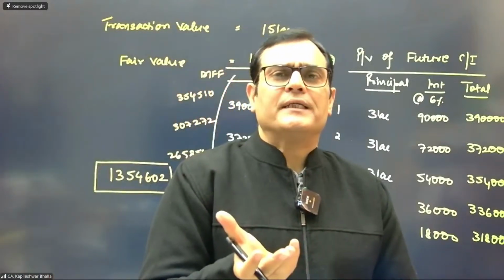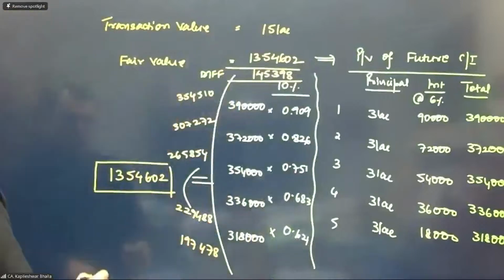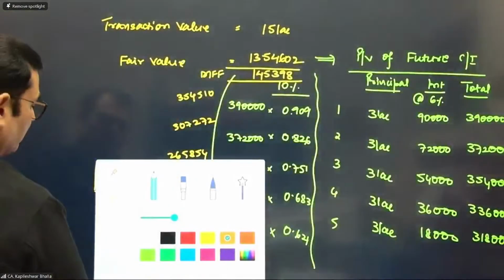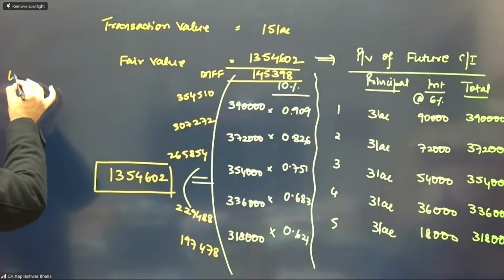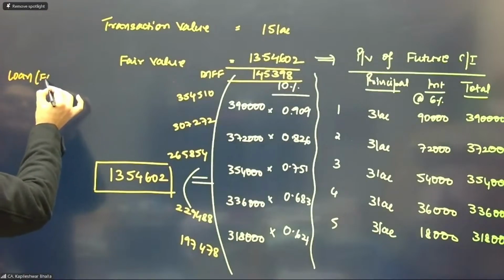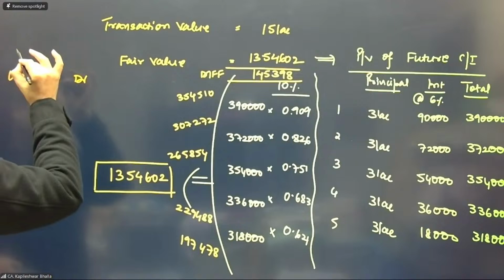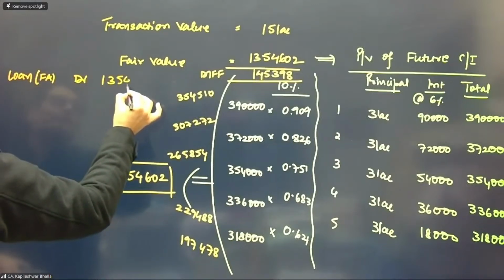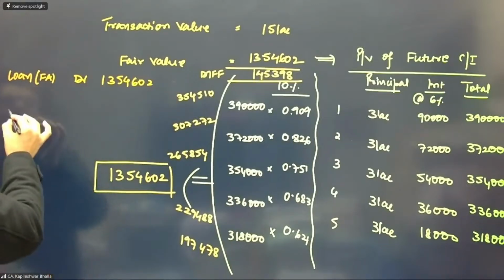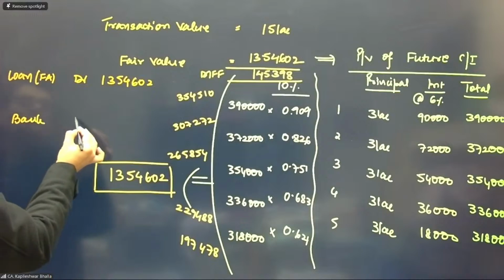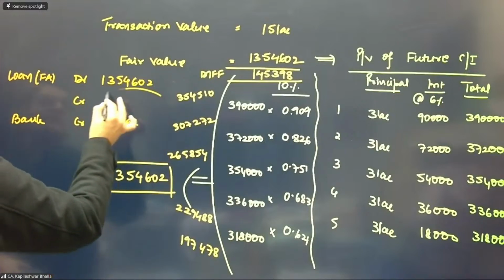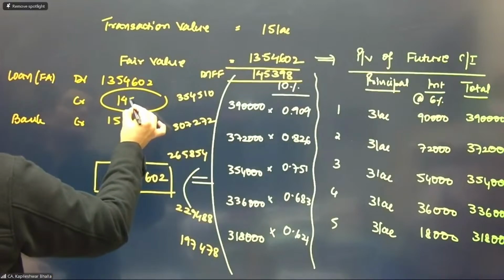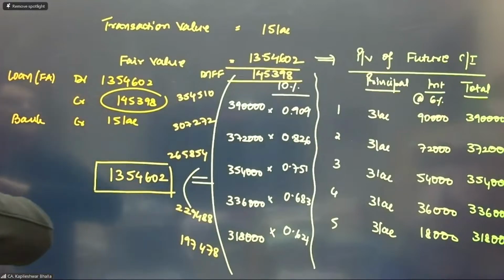So let's put the entry at the inception. So my entry at this particular stage is going to be in the books of the employer, of course. The loan, which is a financial asset, gets a debit, which will be at the fair value 13,54,602. The bank in this particular case is going to get a credit, and this is going to be 15 lakhs, and the balancing figure, which is 145398, this is nothing but we can say it's an employee expense.